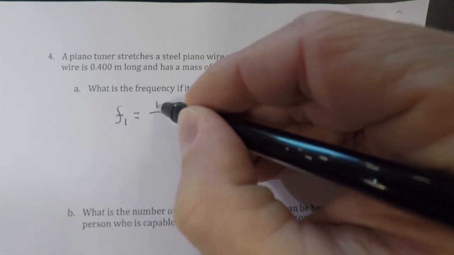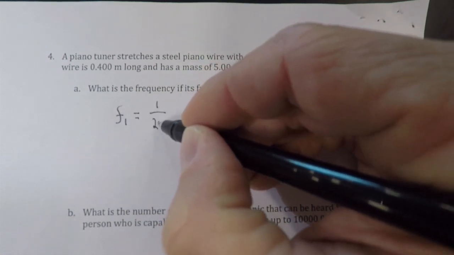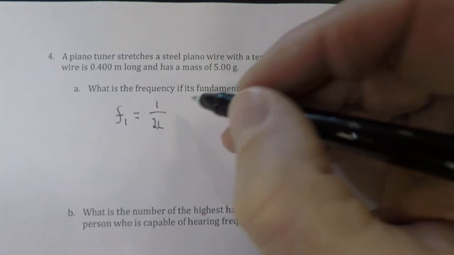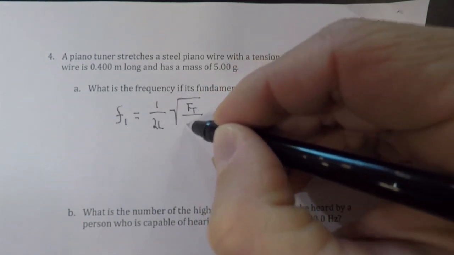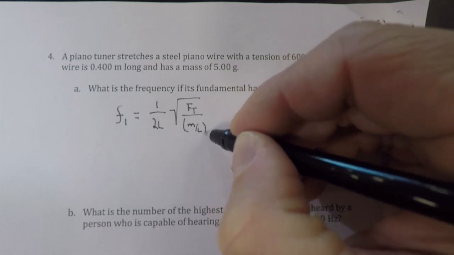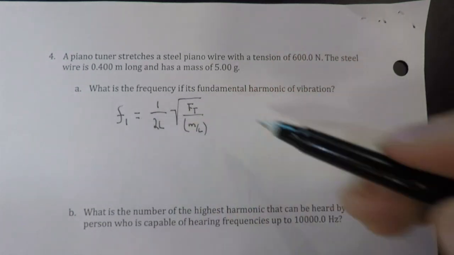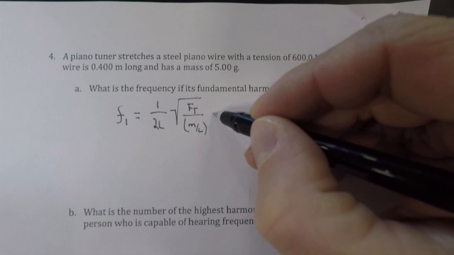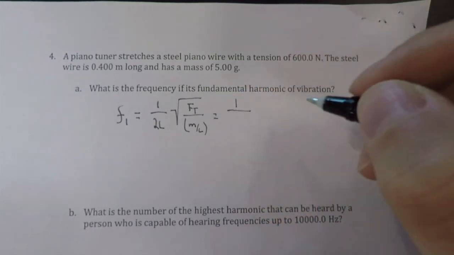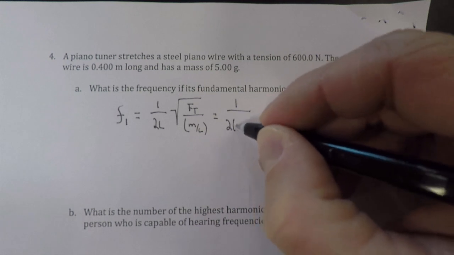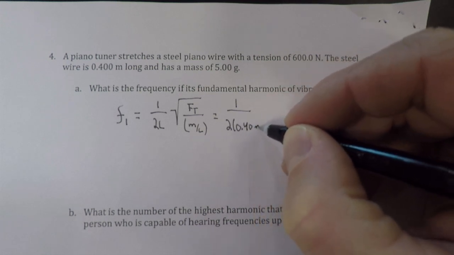So the nth harmonic is going to be n over 2L, times the speed of the wave in the string, which is the square root of the tension divided by the mass per length. So this is right off my equation card. I've just put the 1 in for my fundamental. Okay, so let's look at the numbers that we have here. 1 over, we know the length, so 2 times 0.4 meters.